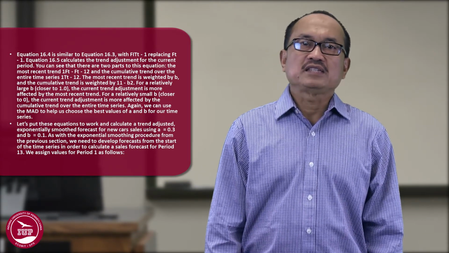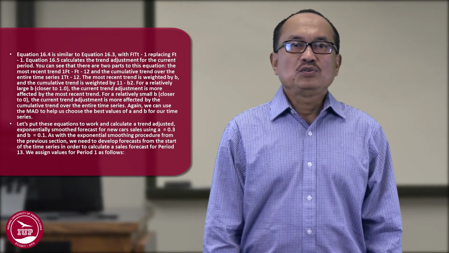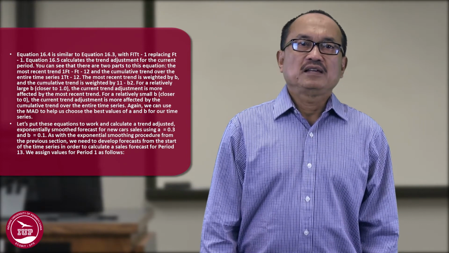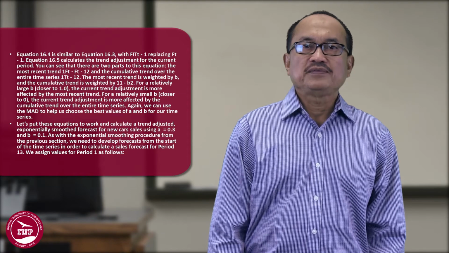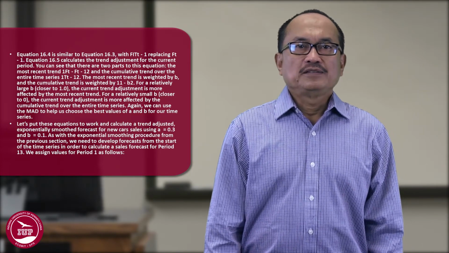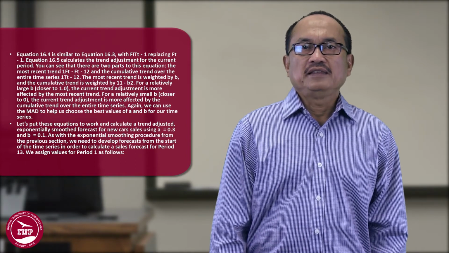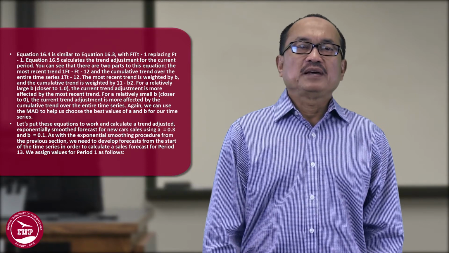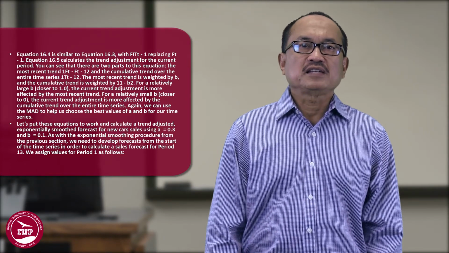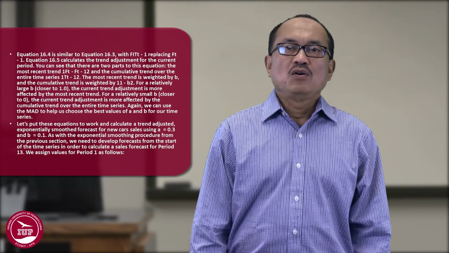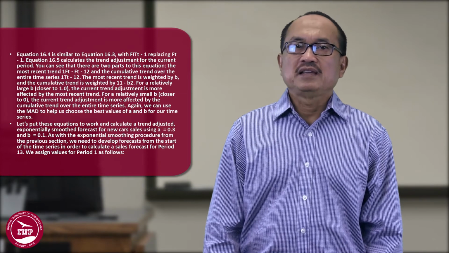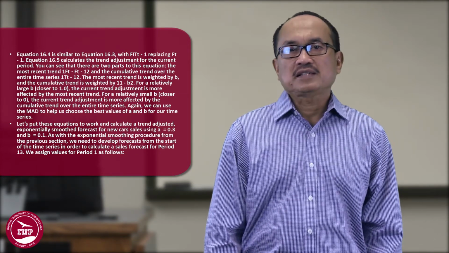Equation 16.5 calculates the trend adjustment for the current period. You can see that there are two parts to this equation: the most recent trend, F_T minus F_(T-1), and the cumulative trend over the entire series, T_(T-1). The most recent trend is weighted by beta, and the cumulative trend is weighted by 1 minus beta. For a relatively large beta, closer to 1, the current trend adjustment is more affected by the most recent trend. For a relatively small beta, closer to 0, the current trend adjustment is more affected by the cumulative trend over the entire time series.